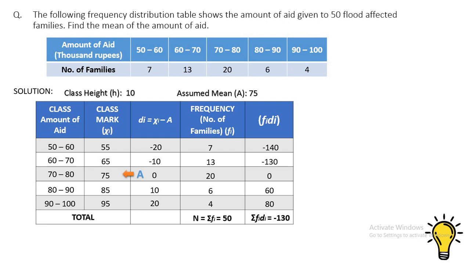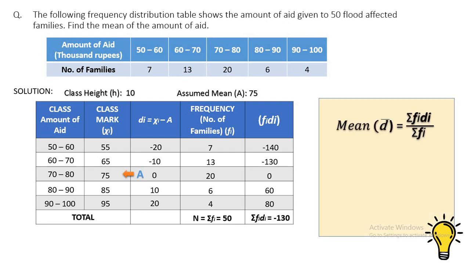Now once you are done till here, if you don't make any mistake till here, I bet you will not make any mistake any further. Till here, if everything is done correctly, your answer is going to be perfect. Now moving to the second step. What was the second step? Yes, you are correct. The second step was finding out the mean of the deviation.